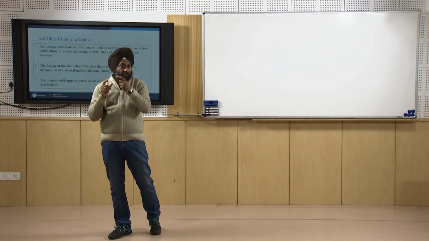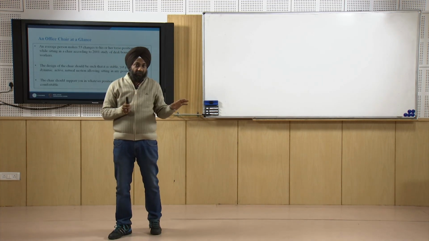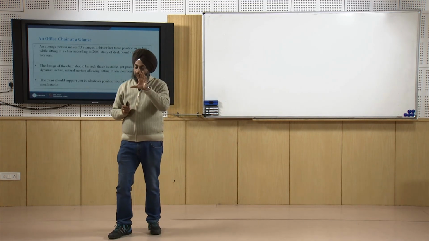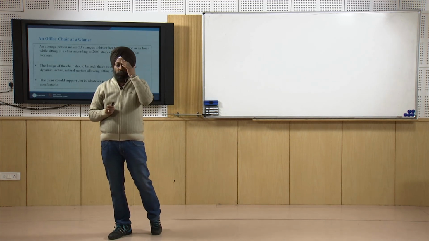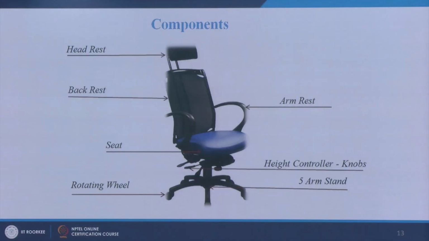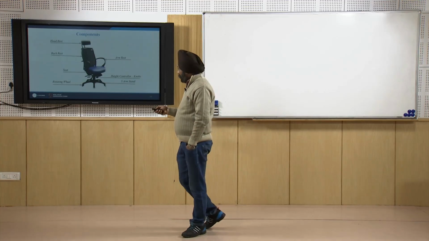And when you are manufacturing a chair, you have to first design that chair. Once you are designing that chair, you have to keep into account the ergonomic aspects. Now what are these ergonomic aspects? We will see in the design of the chair. You can see the components I have already mentioned. It can have a headrest, backrest, seat, rotating wheels, 5 arm stand, height control knobs here, and the armrest. These are the different components of the chair.